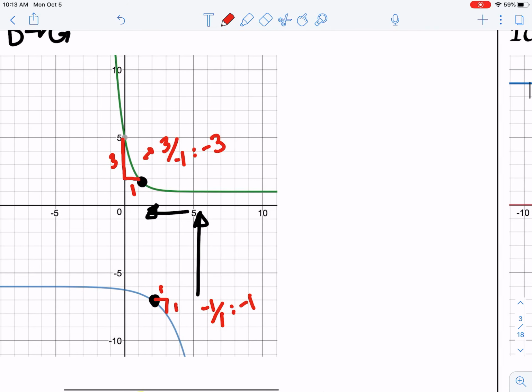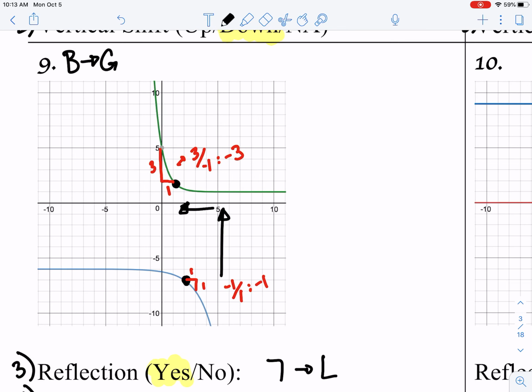And again, we're concerned with the absolute value right here. So which one has the greater slope if I don't worry about the sign? Green slope is greater than blue. So green is fast, blue is slow. I started slow with blue, finished with green, finished with fast. So I have a stretch.